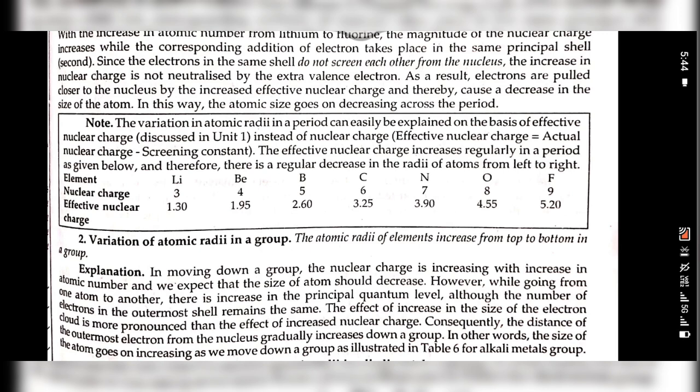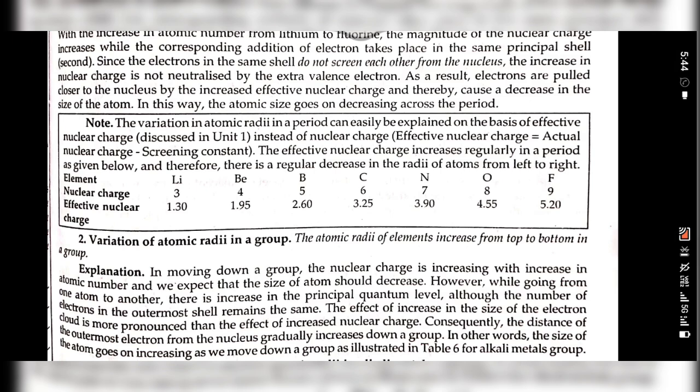The atomic radii of elements increase from top to bottom in a group, and this could be explained as follows. On moving down a group, the nuclear charge is increasing with increase in the atomic number, and we expect that the size of the atom should decrease.